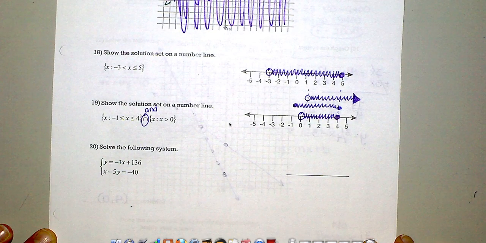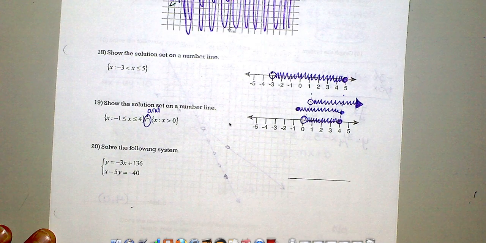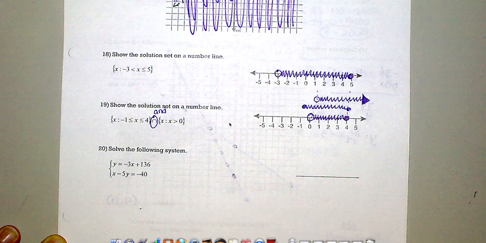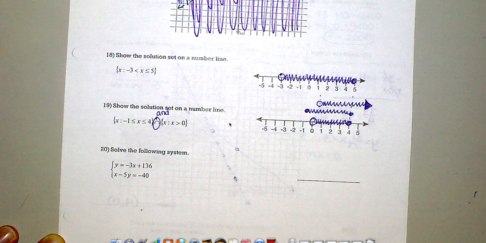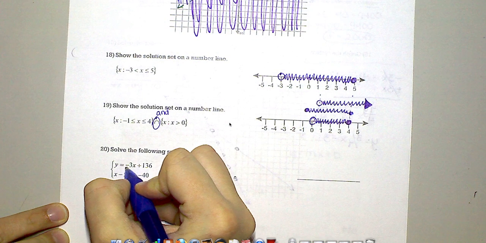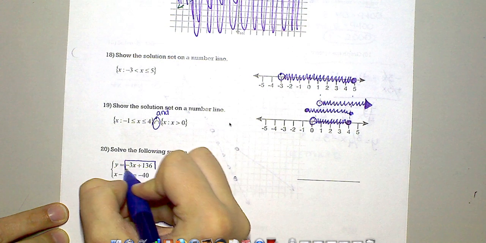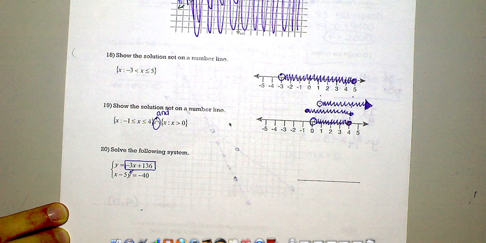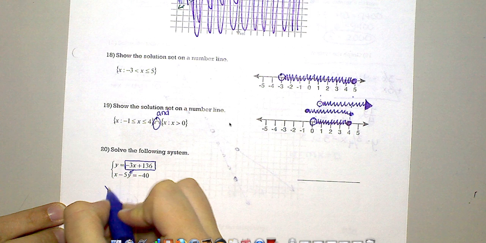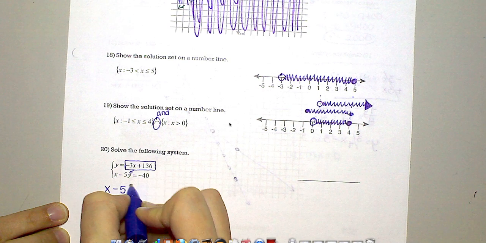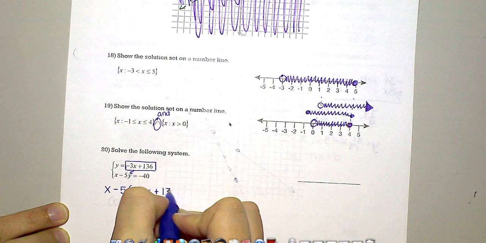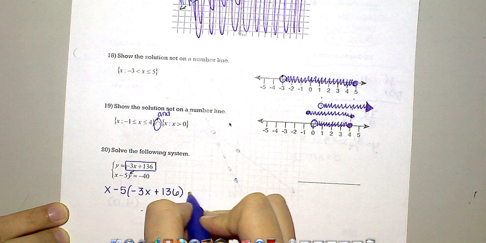And then last one, number 20, solve this system. Again, substitution or elimination, it's up to you. I feel like I've done a lot of elimination on this packet, and this one's set up really nicely for substitution, so let's go ahead and do that. I have y equals by itself already, that's why I said it looks nice for substitution. I'm going to take that chunk and put it in place of y down here. So I'm going to get x minus 5, and then in parentheses, negative 3x plus 136. And that's going to equal negative 40.